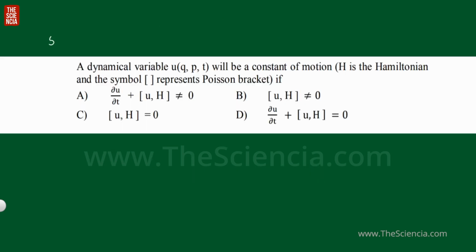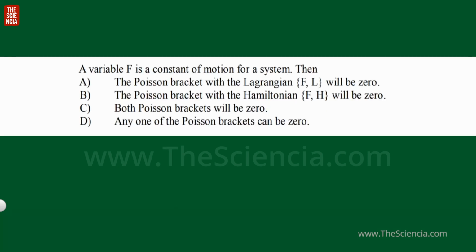This one is a previous SET question. And see, the question is to find out what is the condition for a variable u to be a constant of motion. So which one? Option D. Okay. This one is another SET question, find out the answer. Simple. Do it. Okay.